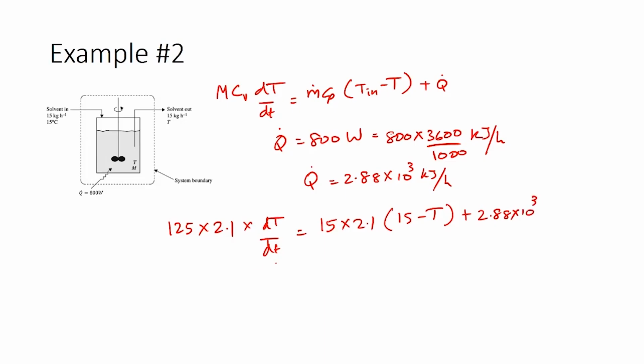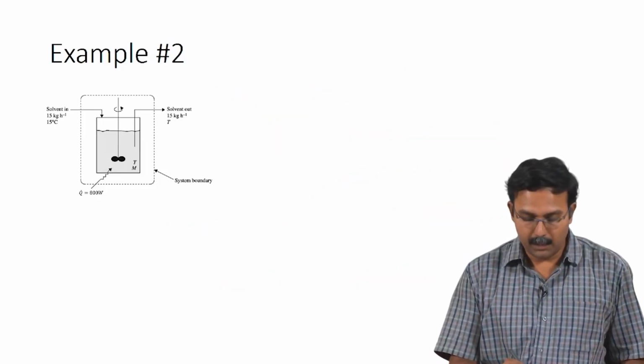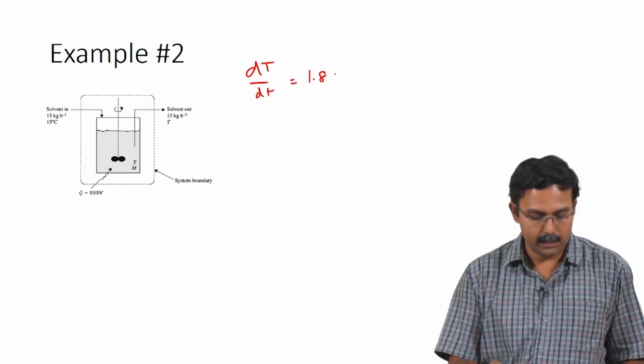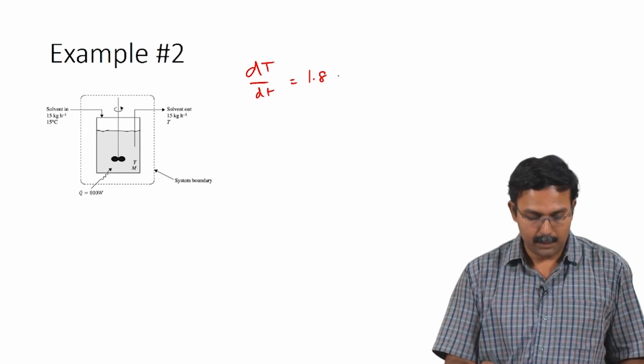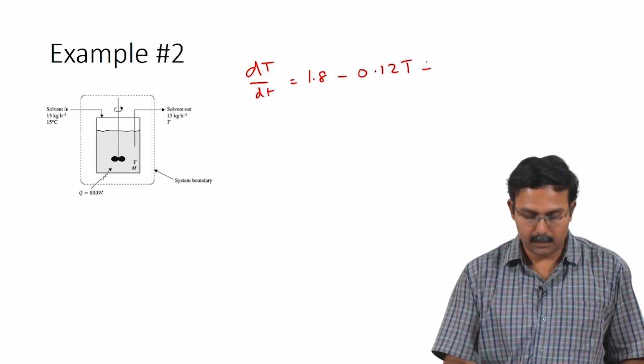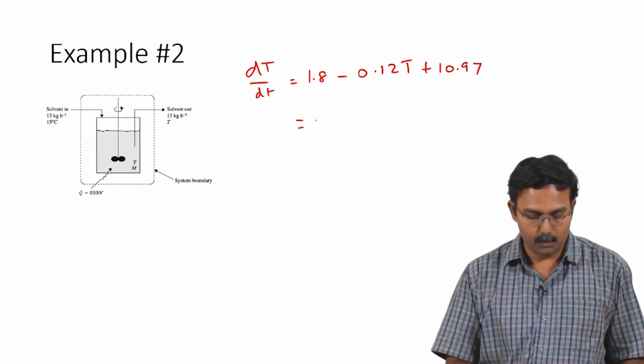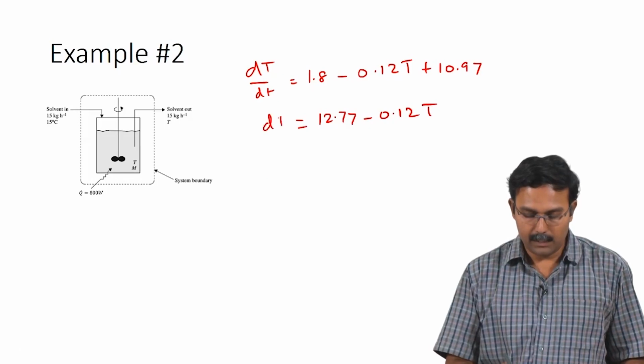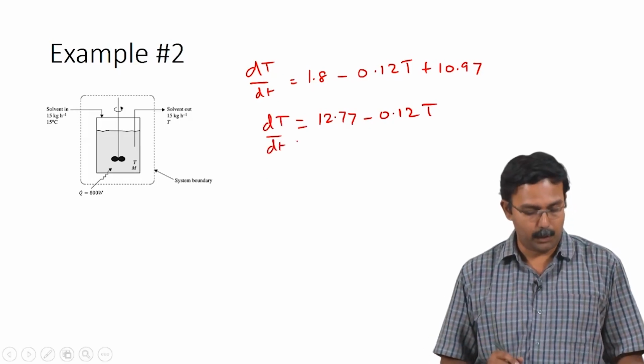This equation can then be simplified as 262.5 dT/dt equals 31.5 times (15 minus T) plus 2.88 times 10 power 3. From here you can get dT/dt equals 1.8 minus 0.12 T plus 10.97, giving you 12.77 minus 0.12 T. So dT/dt equals 12.77 minus 0.12 T.